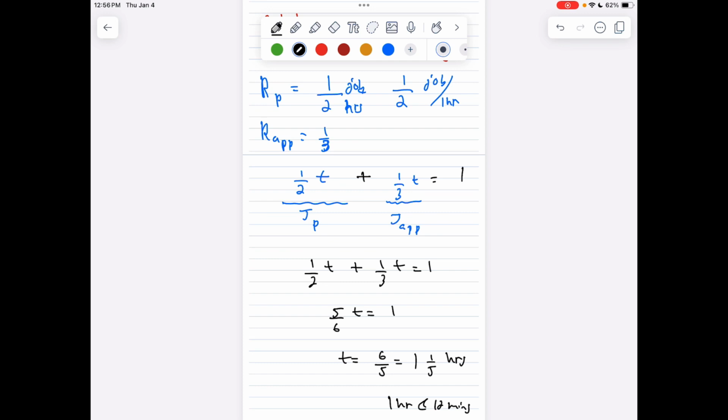So if they're working together, you add the rates times the time. So 1/2 t plus 1/3 t. Again, rate times time for both, or whatever number of people are working, and you set it equal to 1 because it's one whole job, and then you solve.